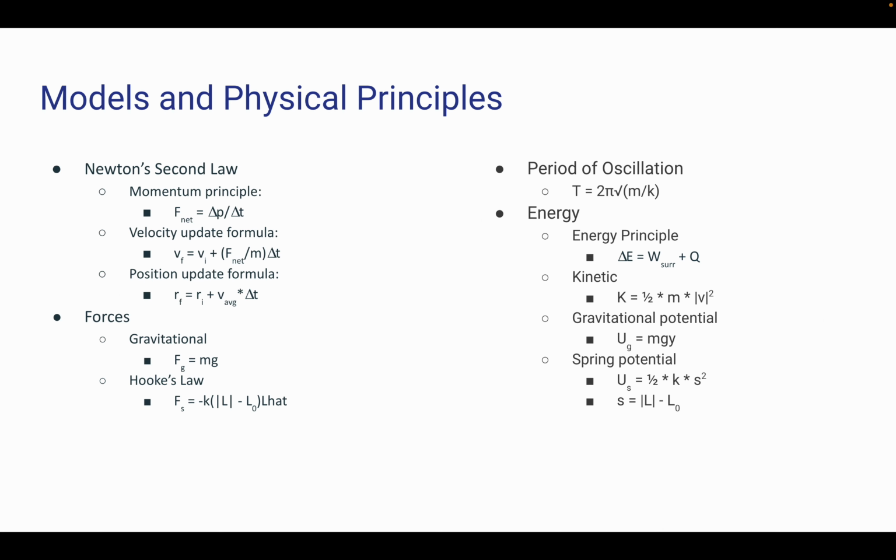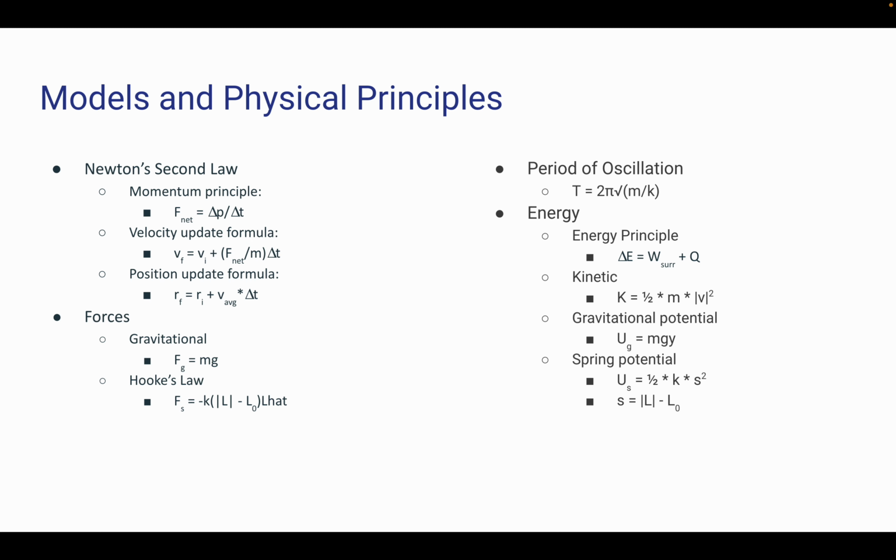Some of the models and physical principles used in the lab include Newton's second law, the momentum principle, as well as the velocity update formula and position update formula derived from that. For forces, we have the gravitational force, which is given by mass times g, and Hooke's law, which gives that the spring force is equal to negative the spring constant times (L minus L naught) times L hat. The period of oscillation of a spring, T, is equal to 2 pi times the square root of m over k. Then the energy principle, which is that the change in energy is equal to the work done by the surroundings plus heat transfer, and that the change in energy within the system, given no outside forces, remains the same.